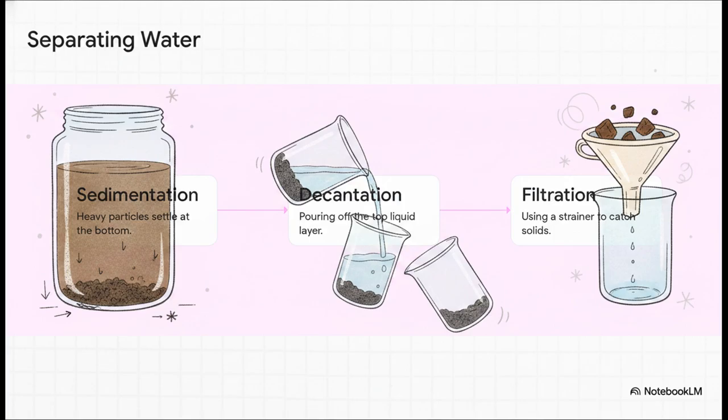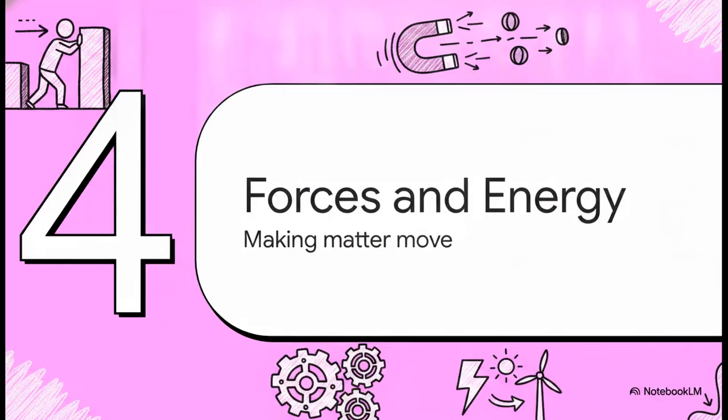And if you need the water even cleaner, step three is filtration. This is like using a strainer or a paper filter to physically catch and block the tiny remaining solid particles while the pure liquid flows right through. Gravity and a few simple tools are literally all you need to reverse a mixture. Let's move to section 4 and see how this builds.